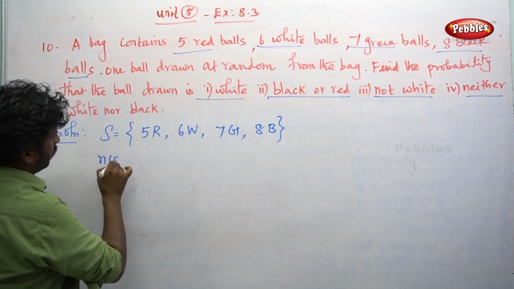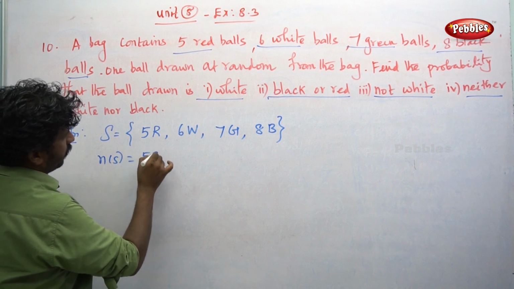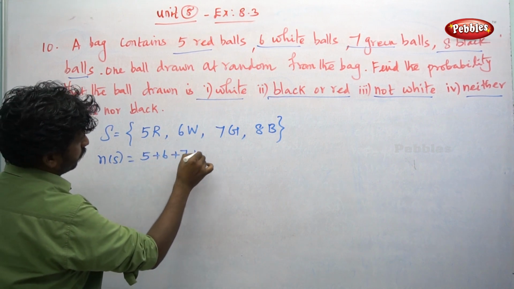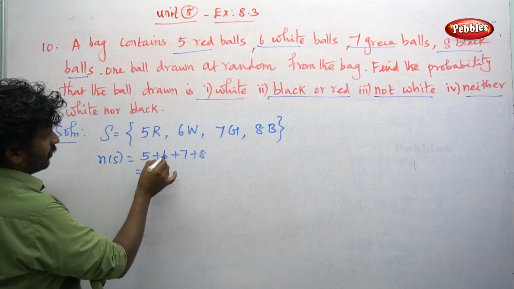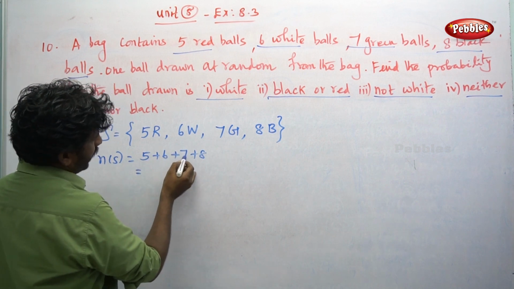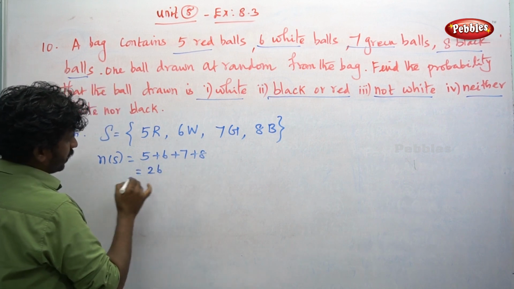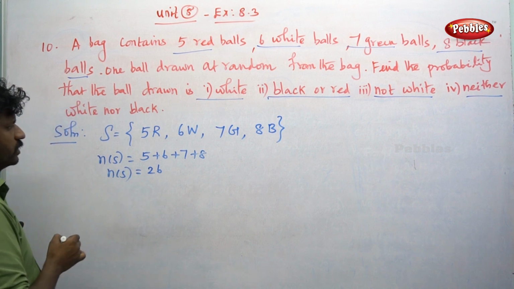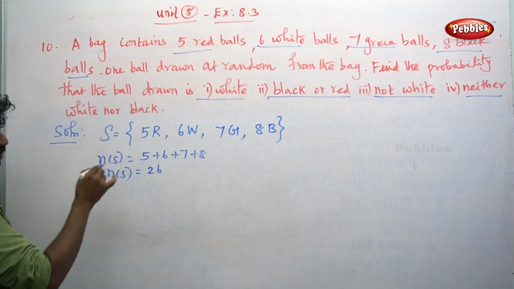இப்போ n of s அப்படின்னா மொத்த பாலையும் ஆட் பண்ணிங்க. 5 + 6 + 7 + 8. This is 11, right? The 18 + 8, 26. n of s is equal to 26. So, first n of s எழுதிக்கணும்.